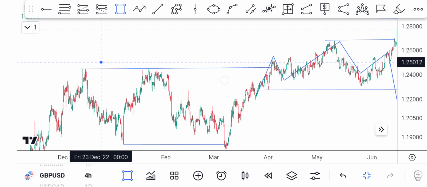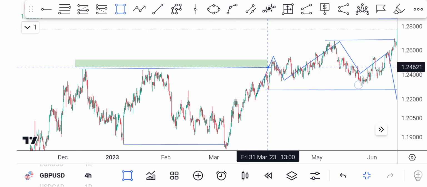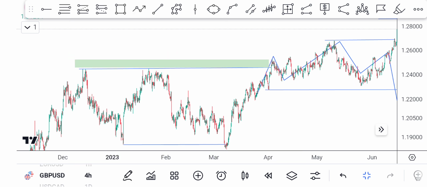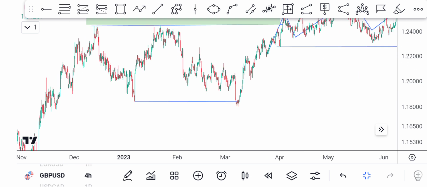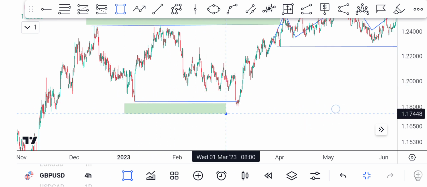And what did I say? Above all of these highs here is what? It's a pool of buy side liquidity. So IPTA does not like clean highs and IPTA does not like clean lows. They will always want to clean those lows before taking price to the opposite direction.